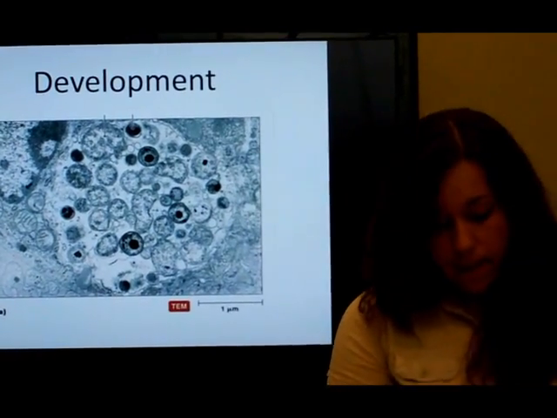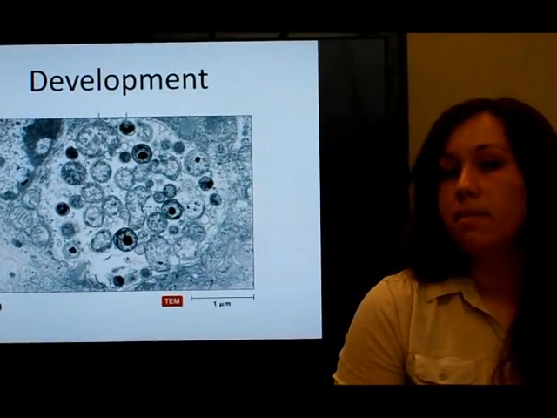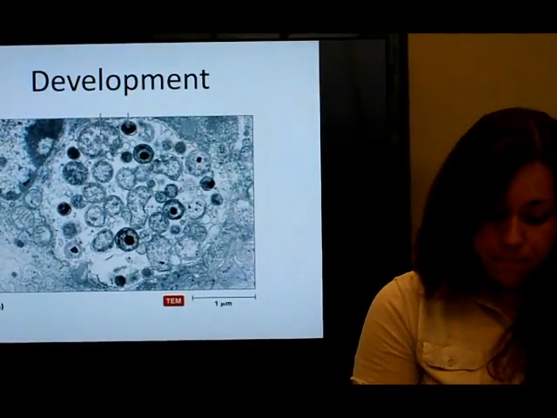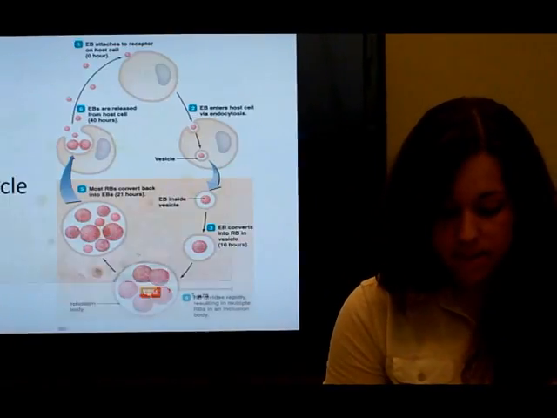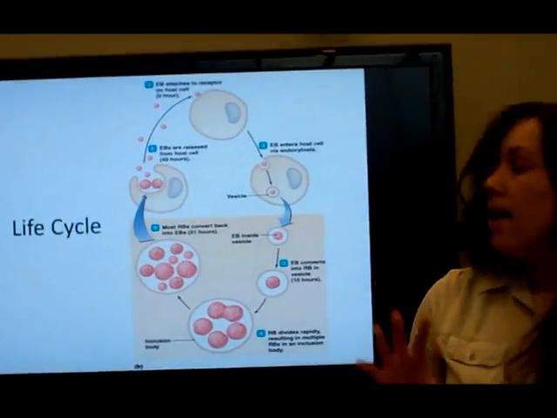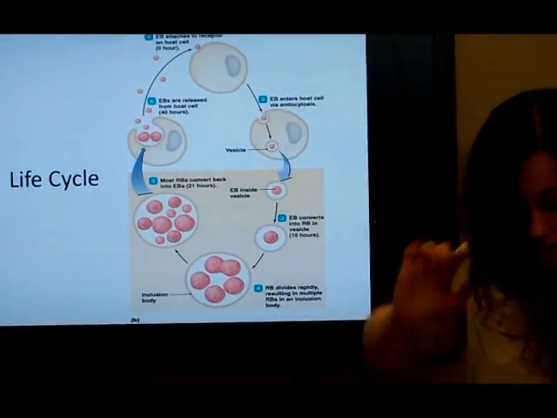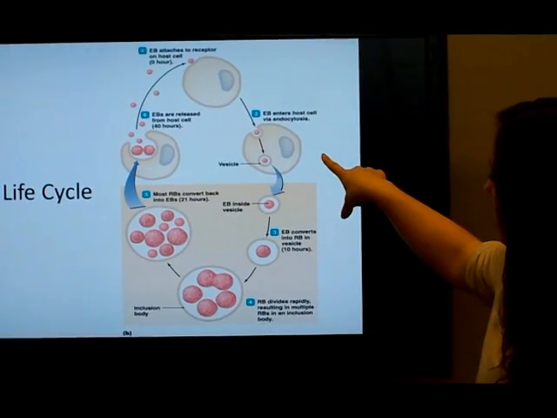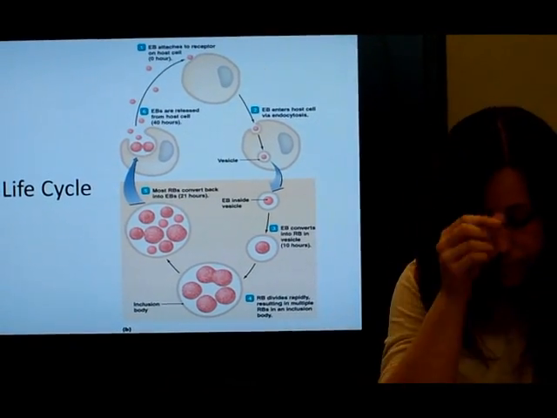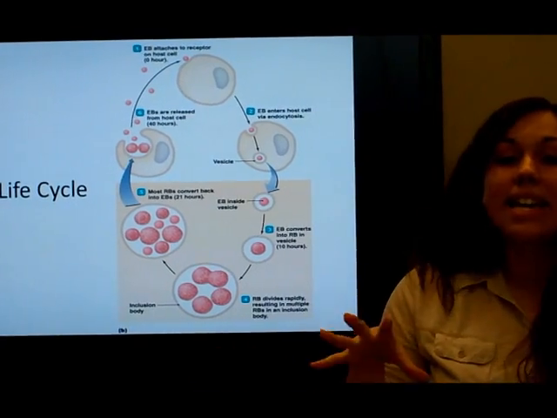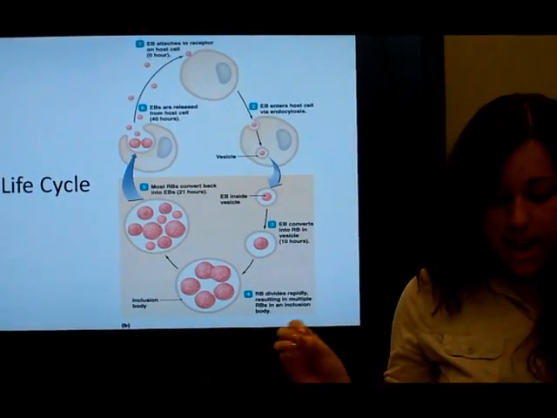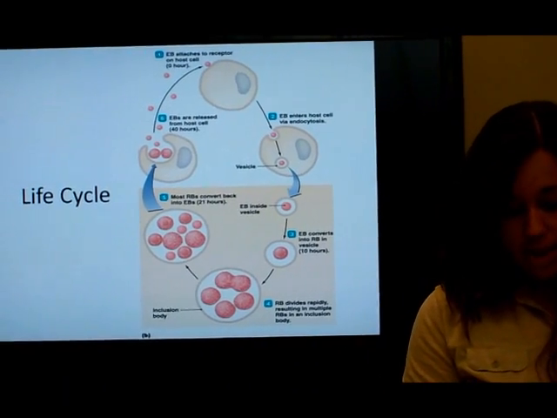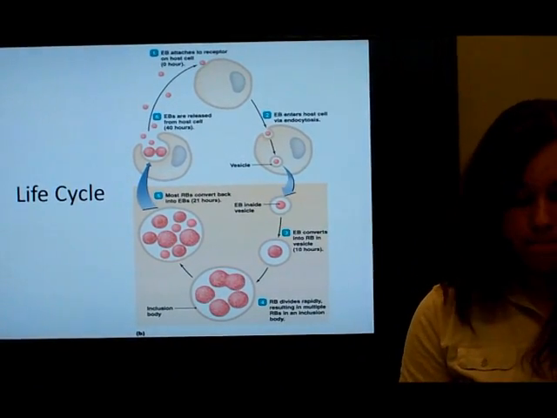Chlamydias lack the metabolic enzymes needed for ATP production, and they depend on the host cell for energy. In the life cycle of chlamydias, an elementary body attaches to the host cell. It enters the host and triggers its own endocytosis. Then, once it's inside the endosome, the elementary body converts to a reticulate body, which then begins to divide rapidly.